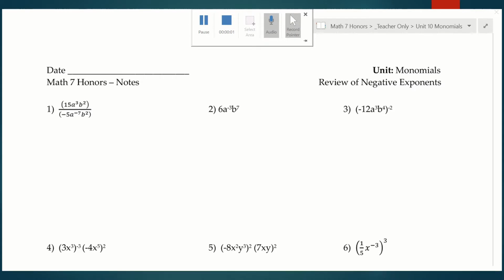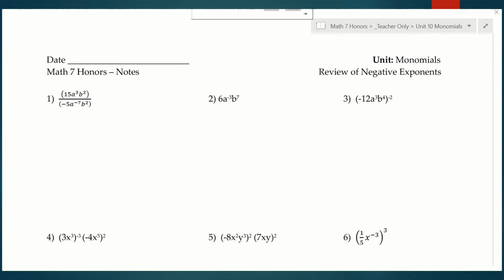All right, everybody, we are on our last day of negative exponents. So we're just going to keep on practicing and make sure we can try and see all of the different types of problems that there are out there with negative exponents. So let's jump right in.